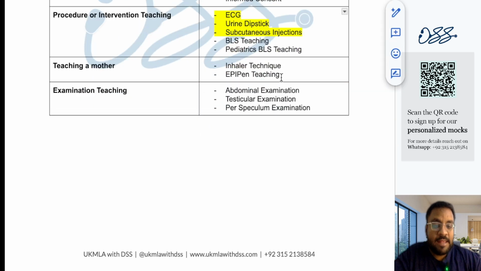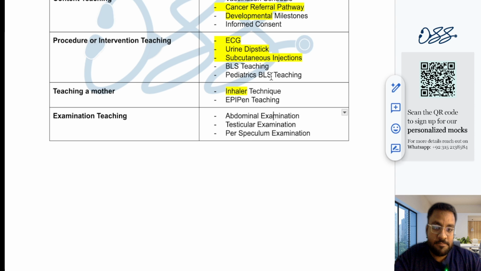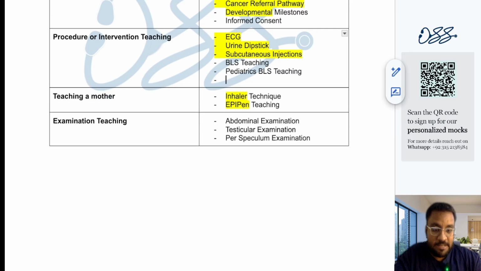there is a stent that is inserted in the blood vessels to make sure that it's completely open. Okay, and then in the inhaler technique, you can just very quickly talk about the management of asthma. And then in the EpiPen teaching, you can talk about anaphylaxis management, that once you're here in the A&E, we're going to give you intramuscular adrenaline, and we are going to put you on oxygen therapy. Okay, so you can talk about the management pointers.